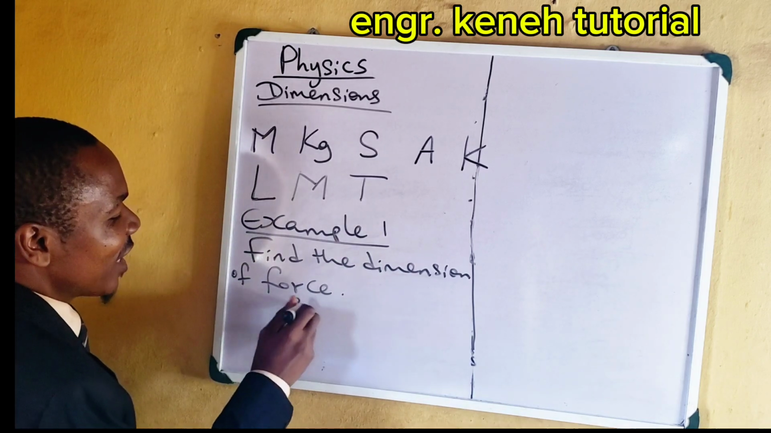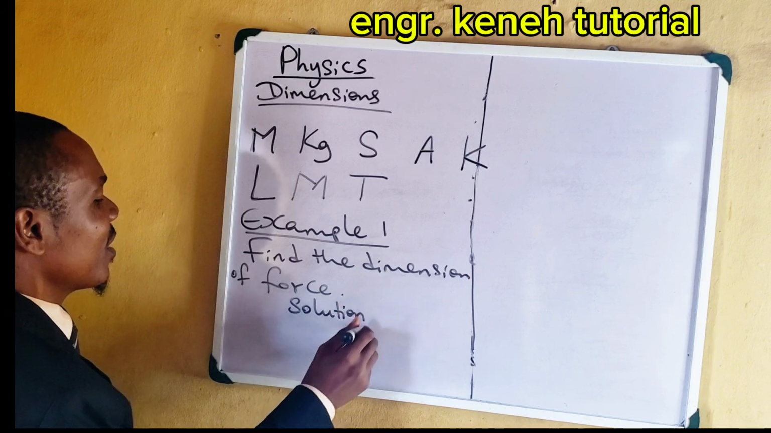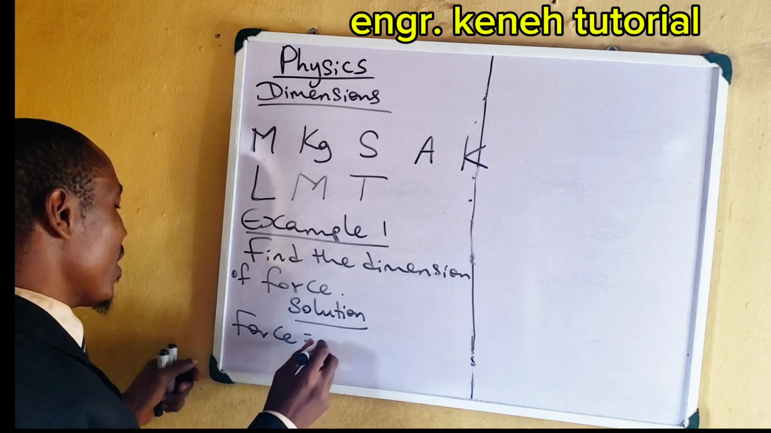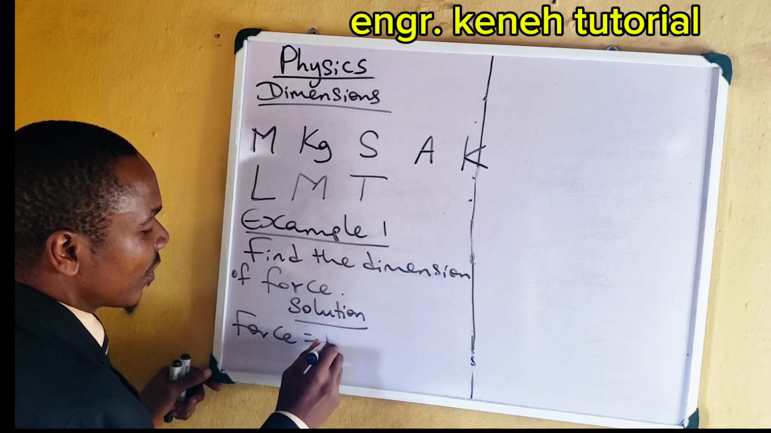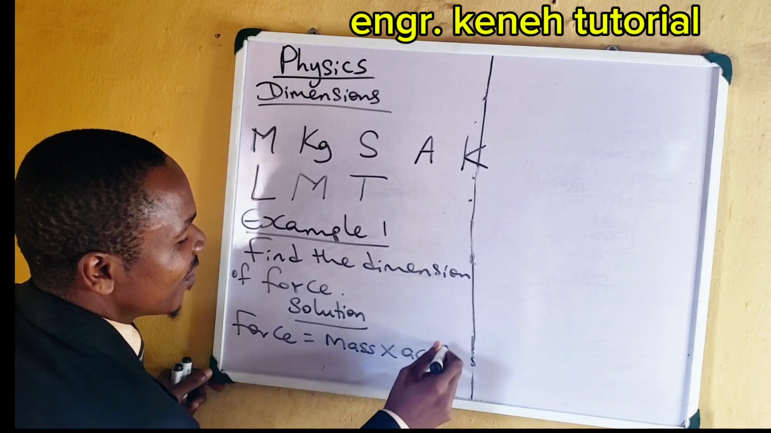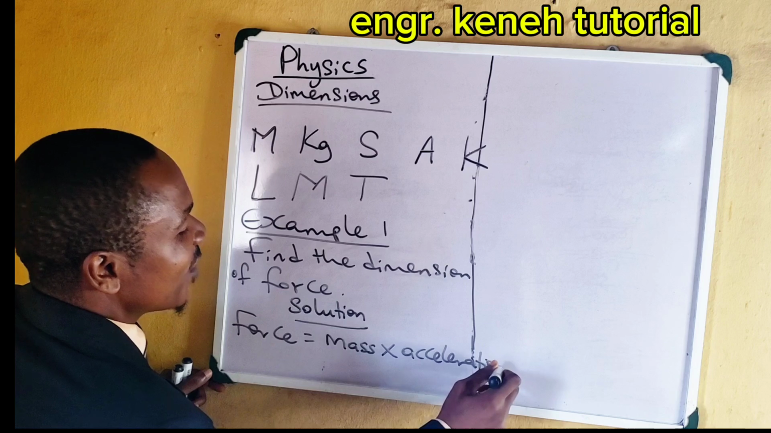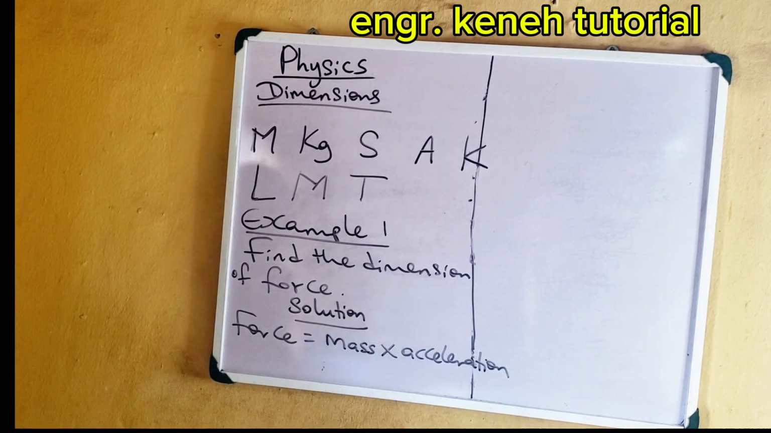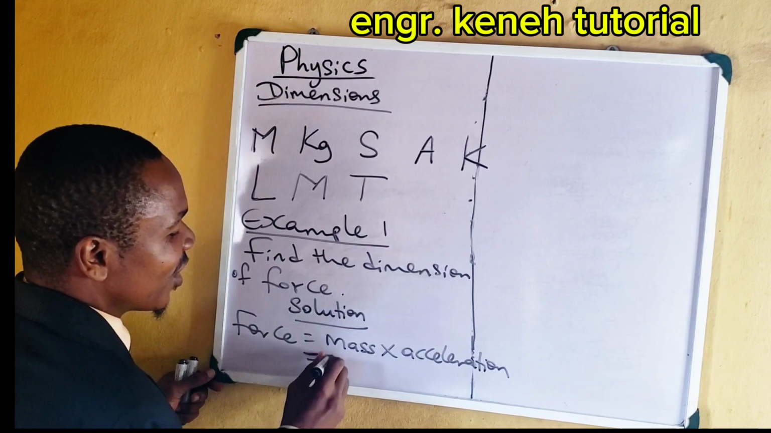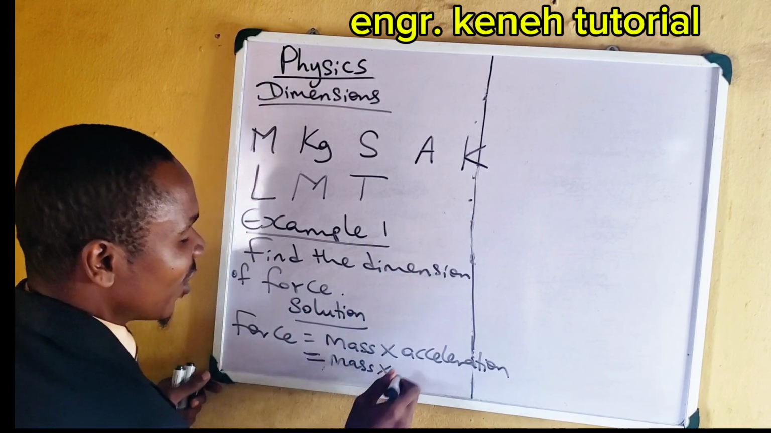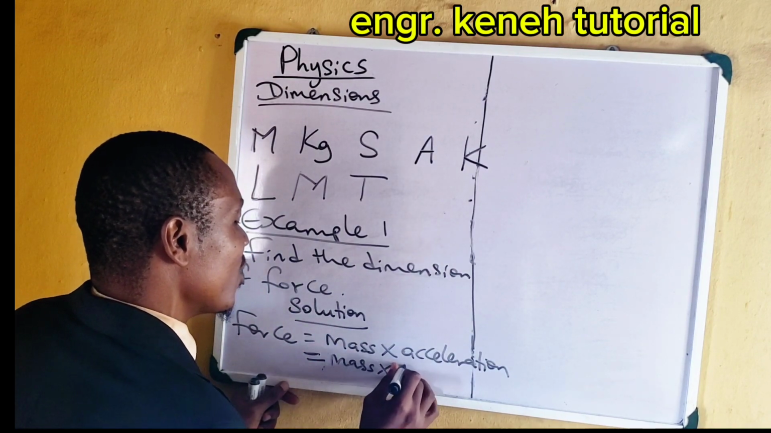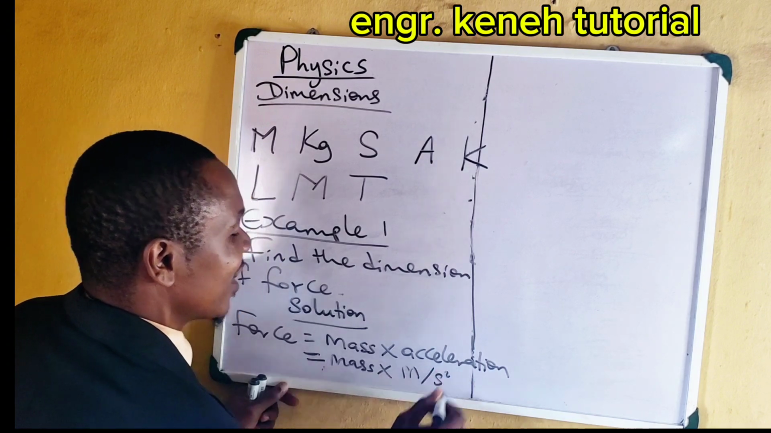All right, so we have the solution like this. Force is mass times acceleration. I've said it before. Can you see where we derived it from? Mass is a fundamental quantity, so we leave it. But acceleration is not a fundamental quantity, so we'll break it down more. The unit of acceleration is meter per second square. Can you see it?